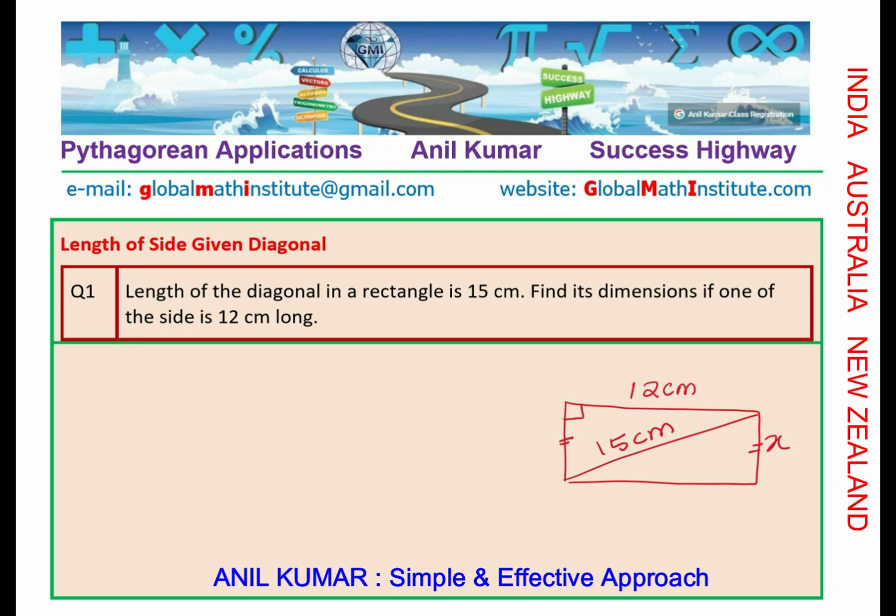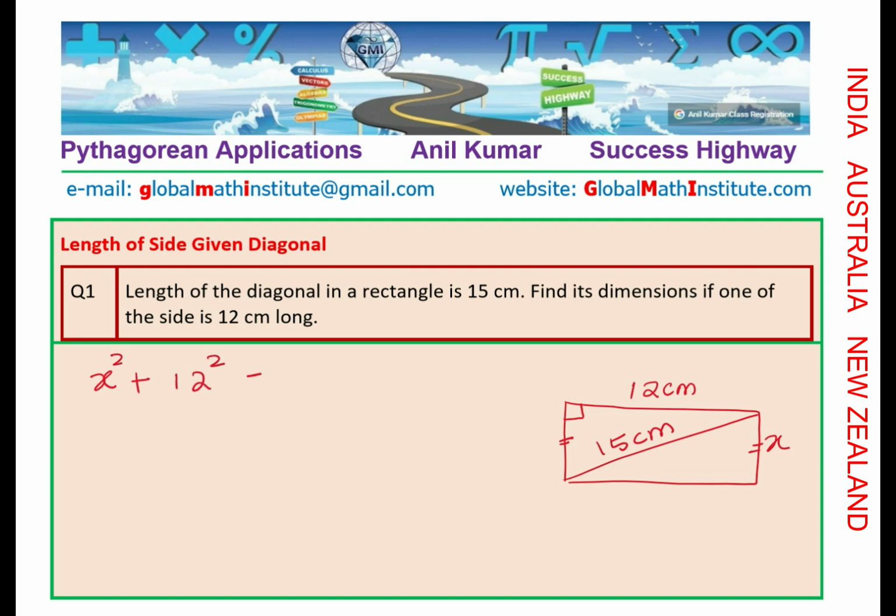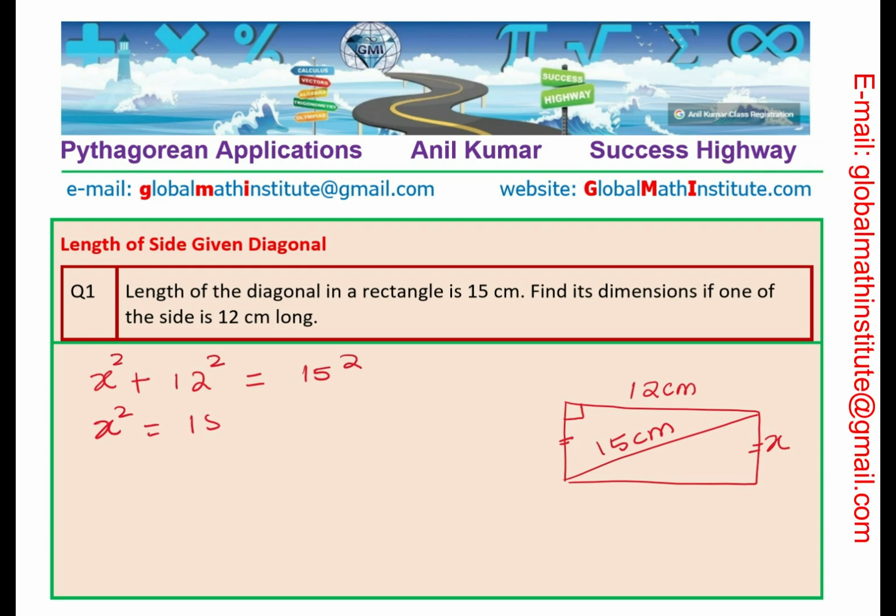This is 90 degrees. Now, in this case, we are given the diagonal. So what you could do is write that x square plus the length 12 square is equal to the diagonal 15 square. That means x square is 15 square minus 12 square, right? And then x will be the square root of all this.